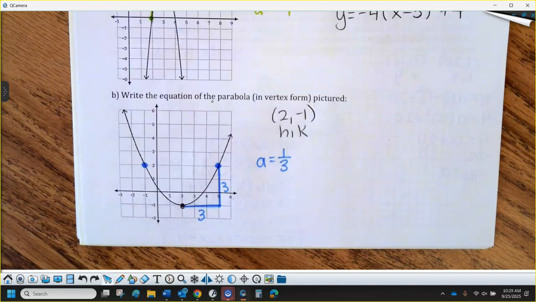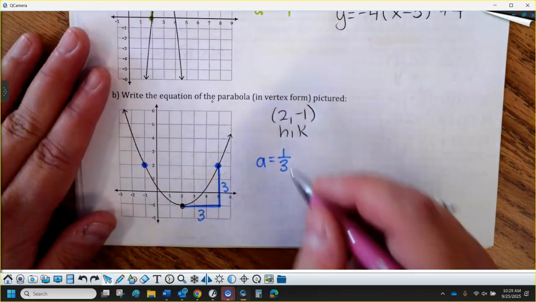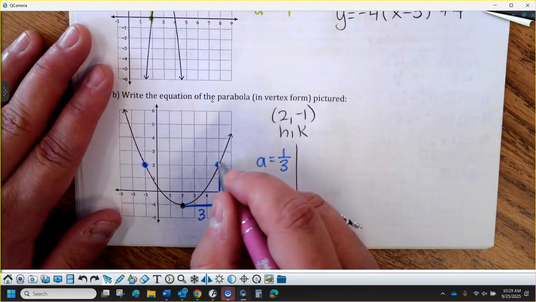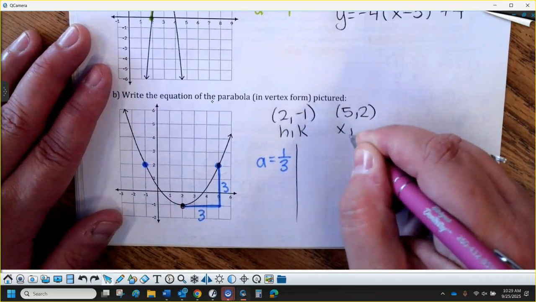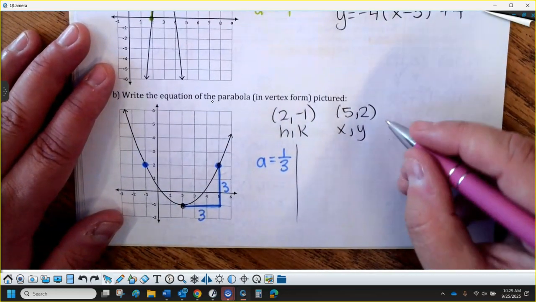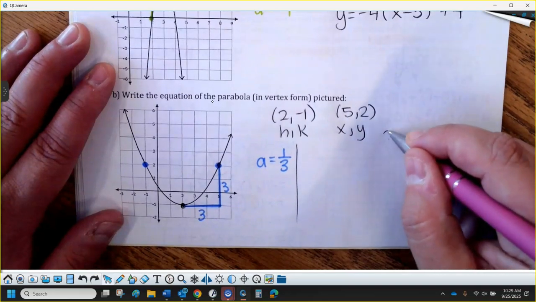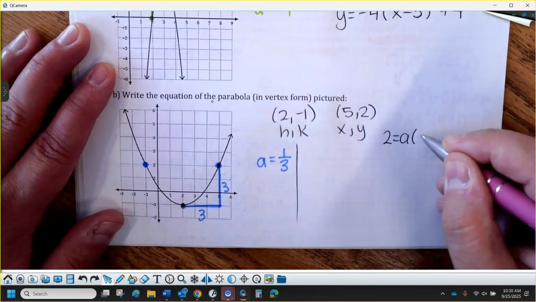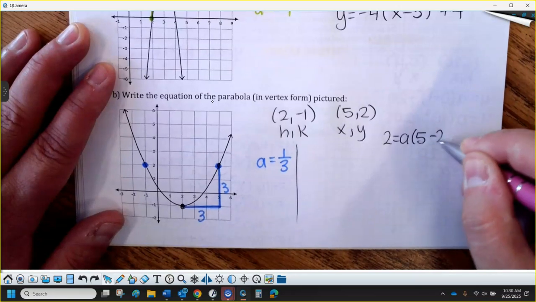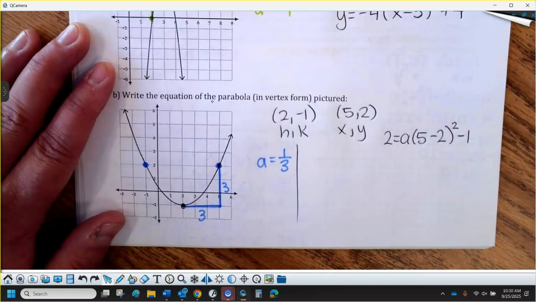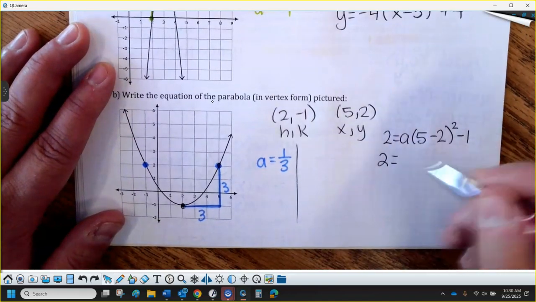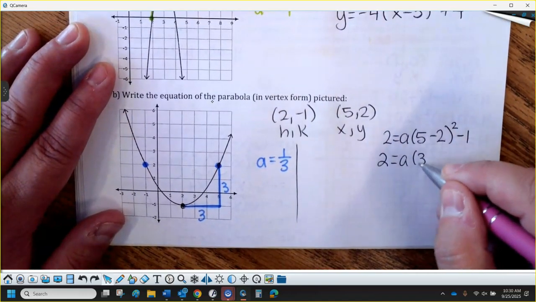Now, if you're like, Miss Brody, I was not going to figure that out, that's totally fine. Just grab one of the points that I marked here, which was (5, 2), and you can do exactly what we did on the front. Just plug that in. I did y coordinate of the point equals a times x coordinate of the point minus x coordinate of the vertex squared, and then plus y coordinate of the vertex, which is k, on the outside. I'm just going to show you that you're going to get 1/3 if you do this.